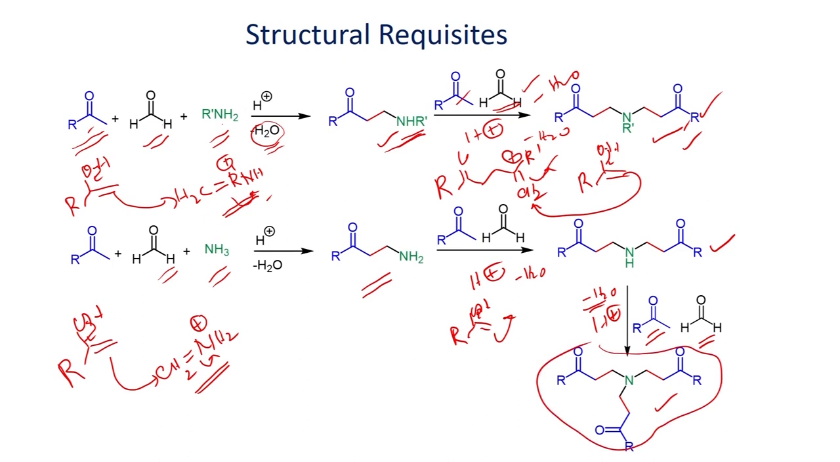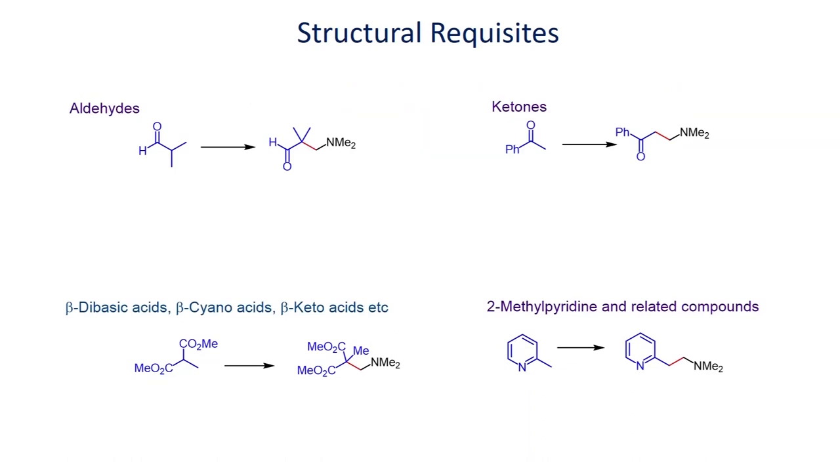Now, let us look at what kind of substrate can undergo addition reaction with these imines that we generate from the aldehyde and amine as electrophile. If you have an enolizable aldehyde, for example, here we have taken isobutyraldehyde, in acidic medium, it can form enol.